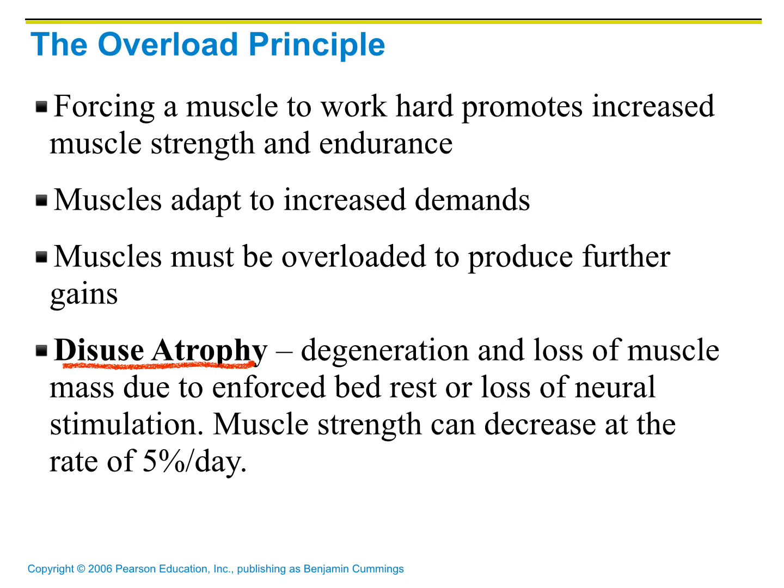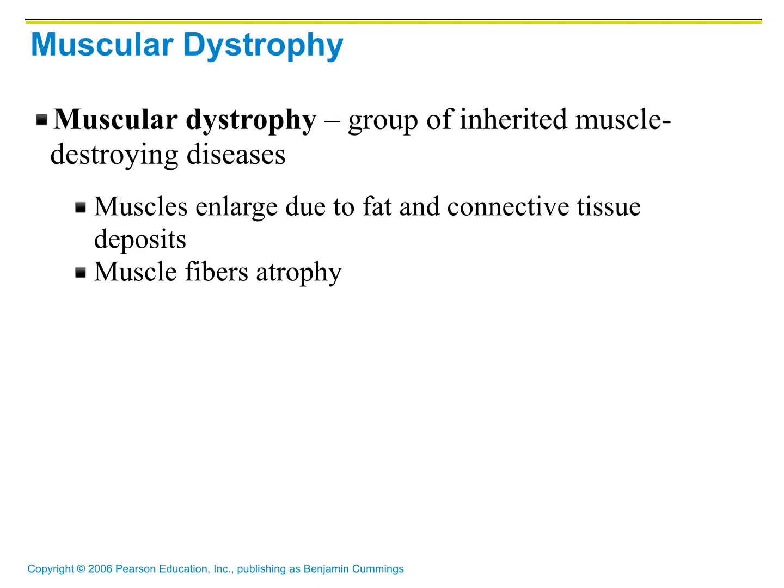Now, this term disuse atrophy is a degeneration of the muscle when you have something like bed rest or some type of nerve damage, so you have loss of neural stimulation. And the muscle strength in this case, right, so it's not just you don't work out that day, it's if you are bedridden or you do have neural damage, the muscle strength can decrease at about 5% per day, and it's called disuse atrophy.